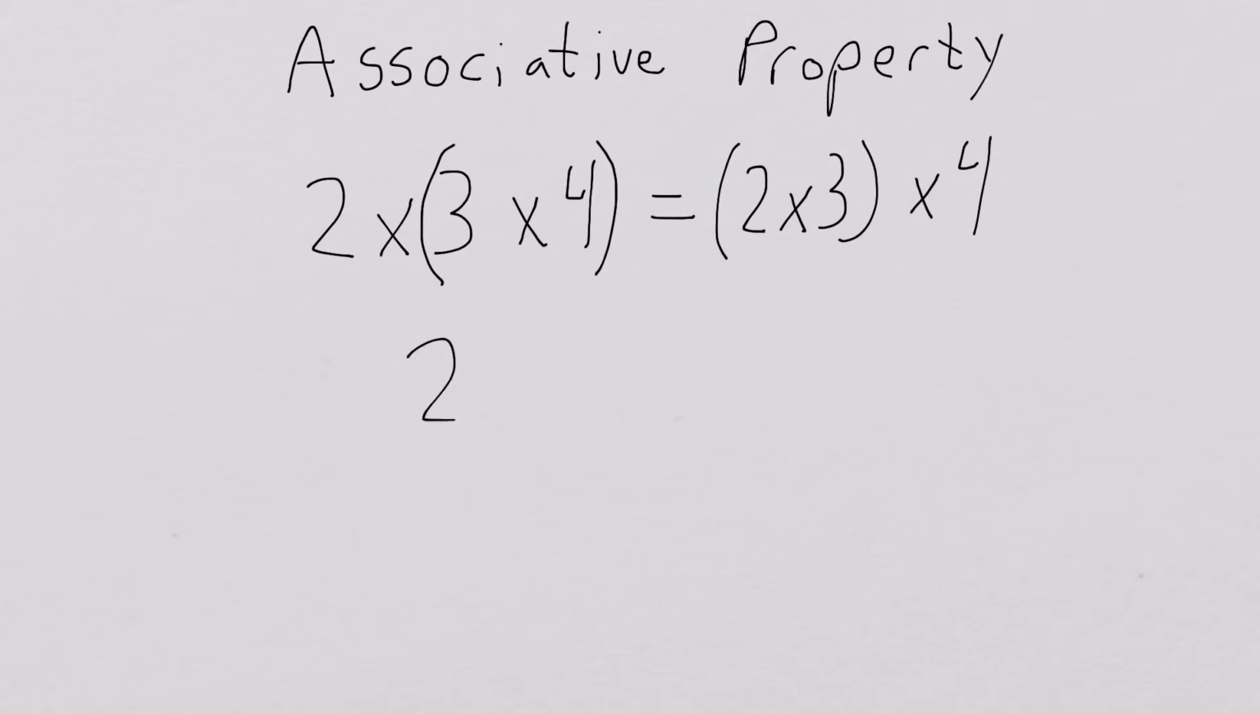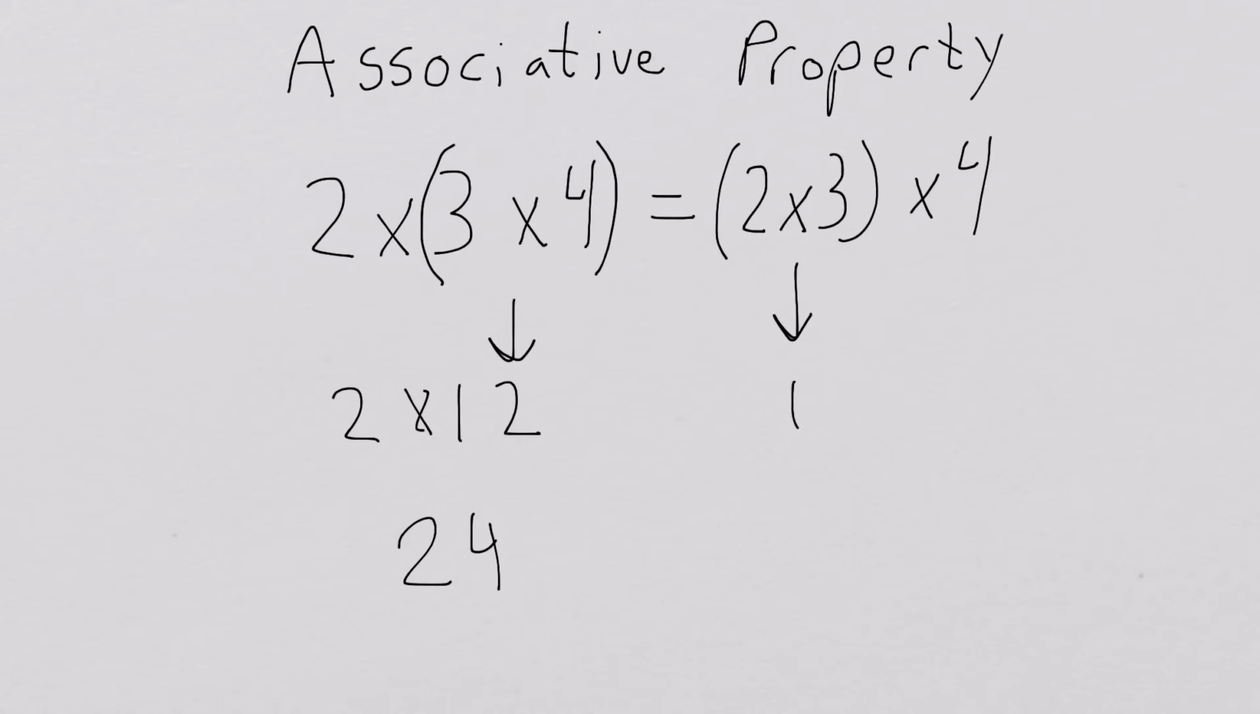It's still going to be 24, even though, based on the order of operations, I have to multiply this first, which gets us 12. So 12 times 2 is 24. And over here, I have to multiply these first. So we get 6 times 4, which is still 24. The associative property says the way that you group the factors does not affect the product. And this leads us to our last property of multiplication.